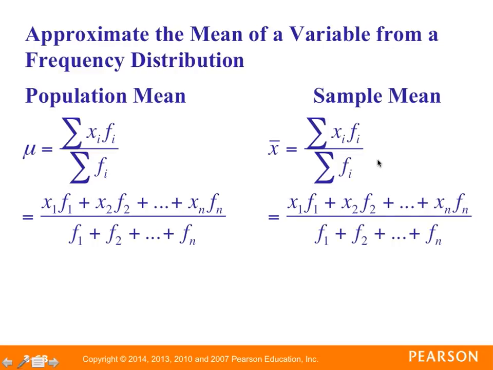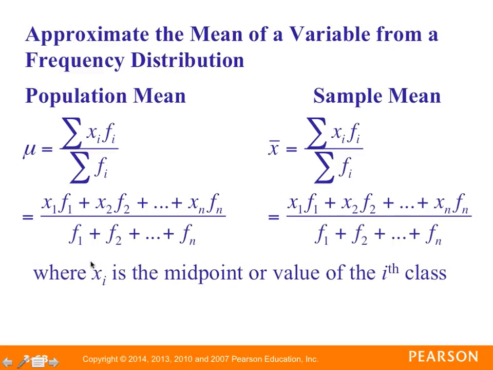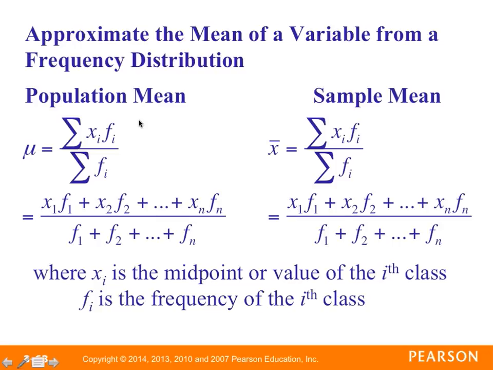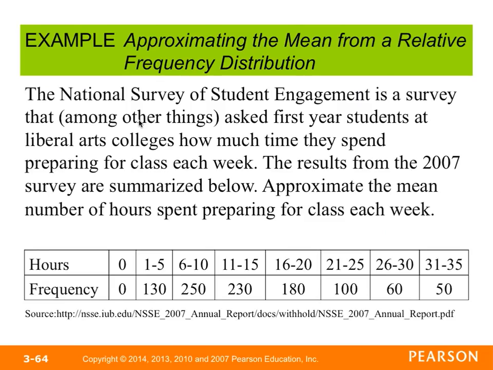For the sample mean, we do the exact same thing, except we denote it with x bar instead of mu. Xi is going to be the midpoint or value of the ith class. Since we don't know the actual observations, if we have class widths, then we take the midpoint of that class width and multiply it by the frequency. Fi is going to be the frequency of that class, and then n is just the number of classes.